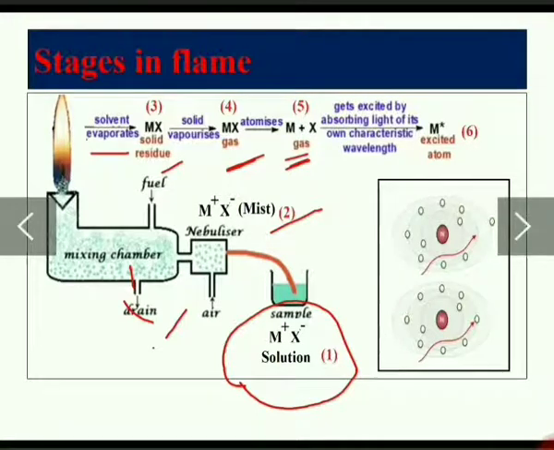converted into gaseous atoms. So sodium will be converted into sodium atoms. These sodium atoms get excited by absorbing light of their own characteristic wavelength. Remember, this one is excited, and the remaining one is the unexcited metal atom, because it's very important to know the difference between excited and unexcited. Atomic absorption spectroscopy is concerned with unexcited metal atoms.